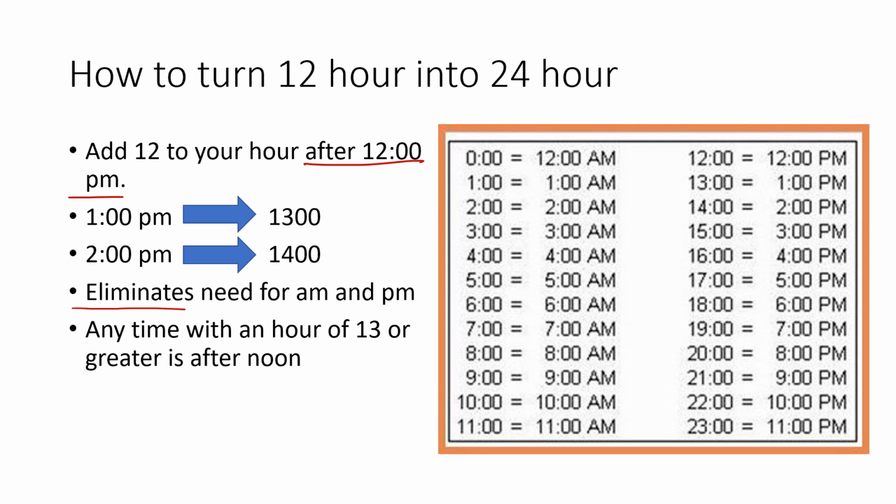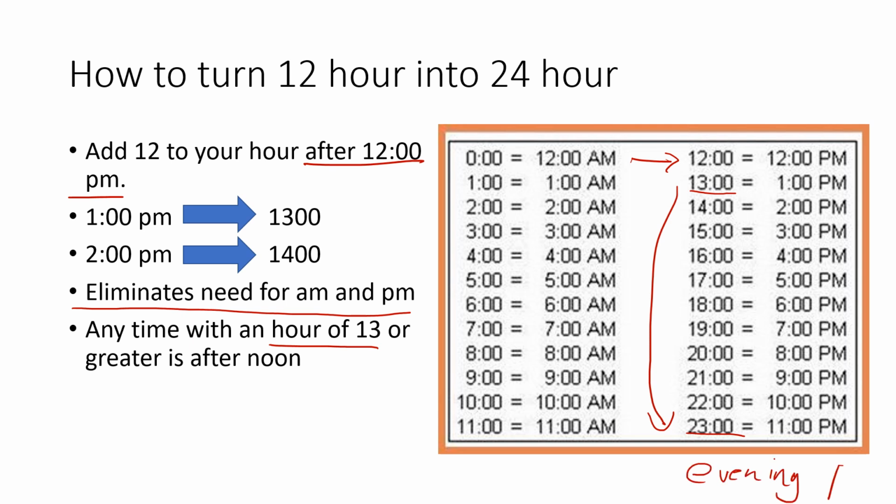This then eliminates any need for an AM or PM because you know if your hour is 13 or greater, then it's afternoon. We're in the afternoon or the evening. So you can see in the chart here on the right, when we hit 12 p.m., we roll over to 1300, which is 1 p.m., up until 11, which is 2300, and then we get to midnight. So anything with an hour that's greater than 12, 13, 14, 15, etc., we know that this is in the afternoon or the evening. This would be PM.